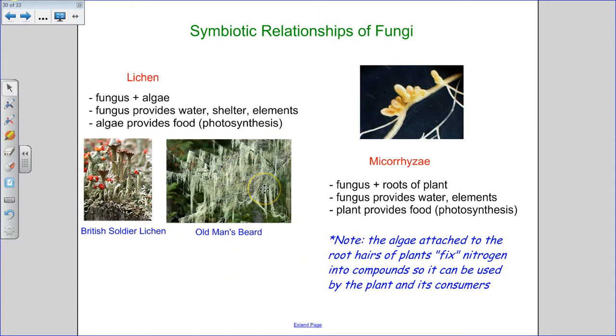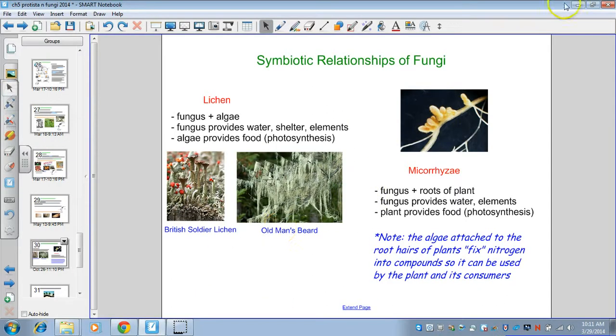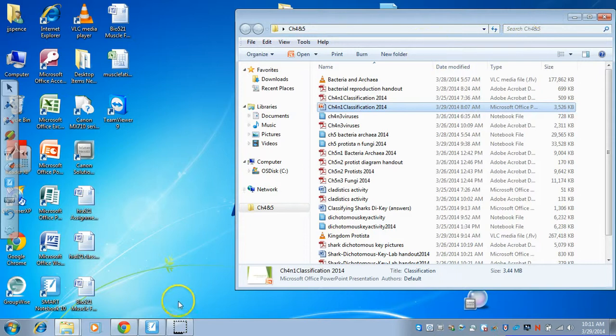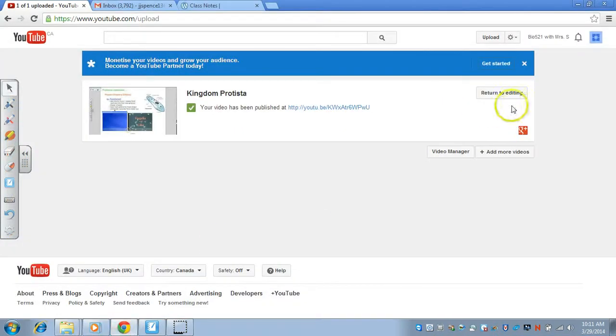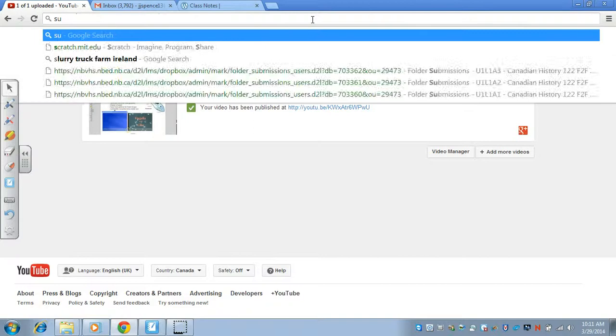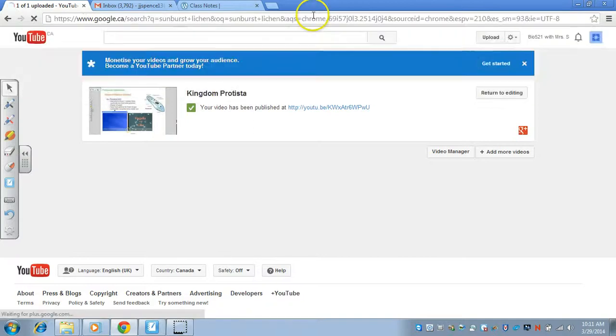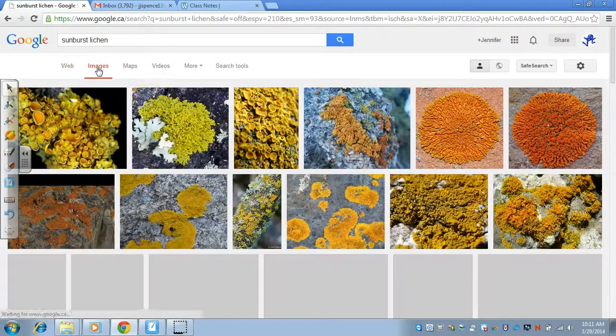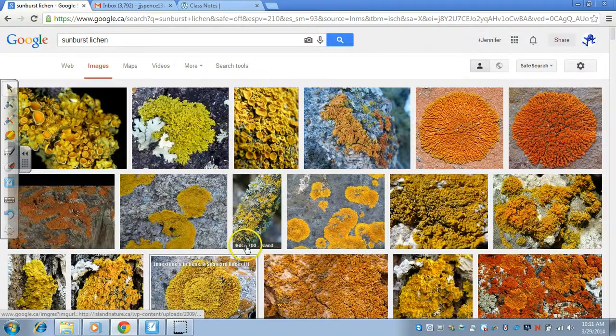Old man's beard, you've probably seen near your home even. It looks like a beard hanging from a tree. So that is another form of lichen. There are other lichens that are probably just in your backyard. There's sunburst lichen. Let me see. Okay, so this is sunburst lichen.